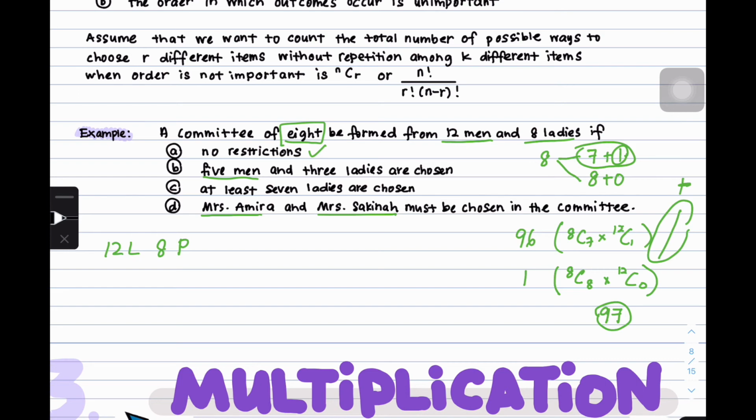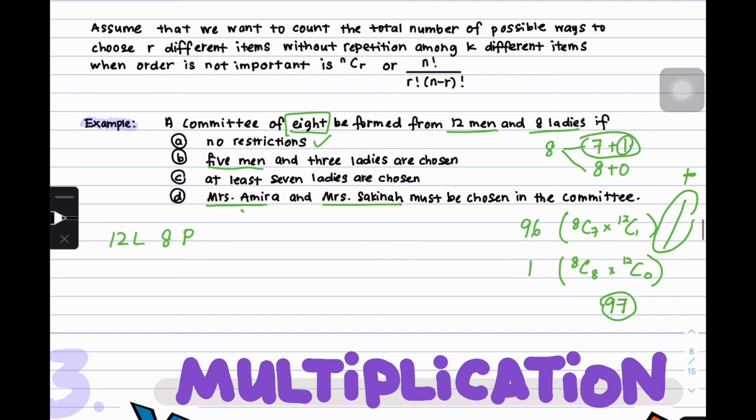So, sekarang komiti tinggal berapa orang lagi yang kosong? Kita hanya perlukan 8 komiti. 2 orang dah isi. Mrs. Amira dan Mrs. Sakinah dah confirm jadi komiti. So, we only have 6 tempat yang kita kena pilih. Hanya ada 6 sahaja tempat kekosongan yang kita nak kena pilih.